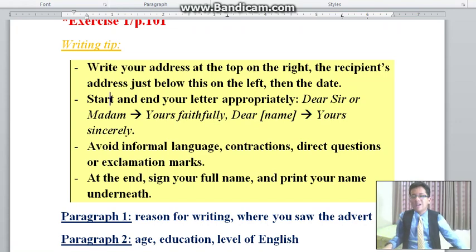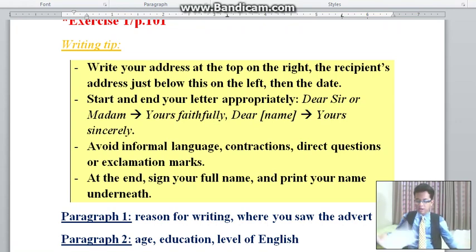Okay, so the writing tip says write your address at the top on the right, the recipient's address just below this on the left, then the date. So you gotta follow the structure on how to write. You can turn to the previous page, which is page number 100. You can see the structure that they are speaking about right now. So write your address at the top on the right.